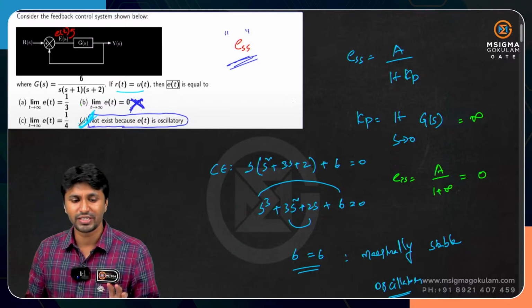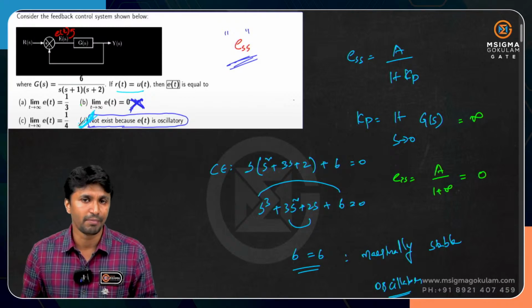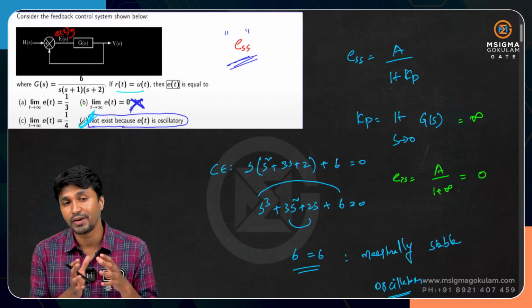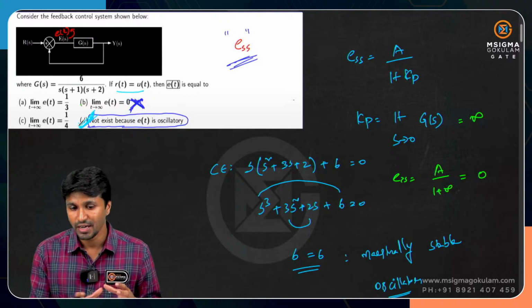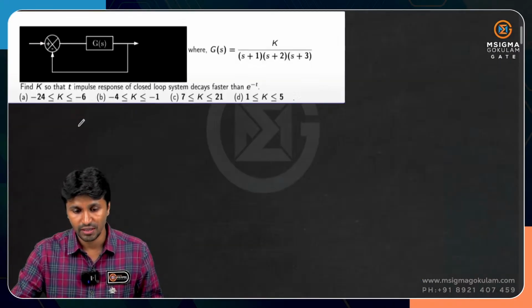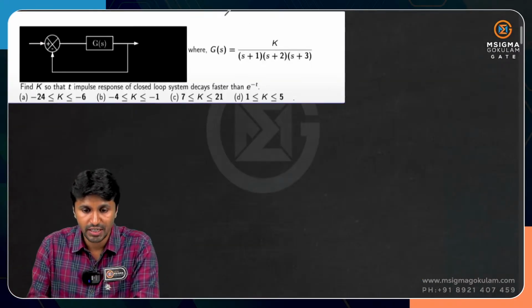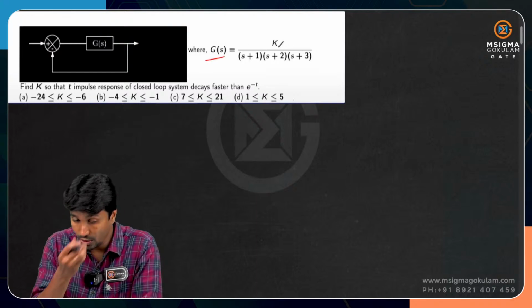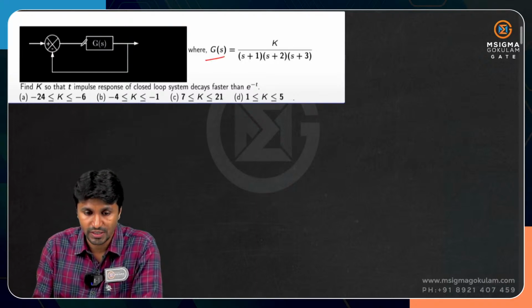The questions from control systems are a bit tricky. The questions from network theory are very simple. So look at the next question. What is he asking? Given G of s, the open loop transfer function. So G of s is given to you: K by s plus 1 into s plus 2 into s plus 3.